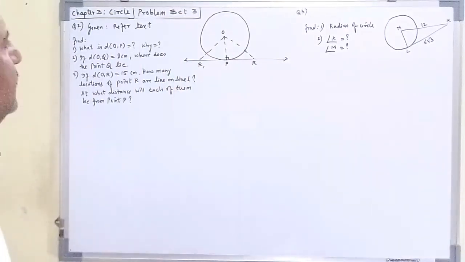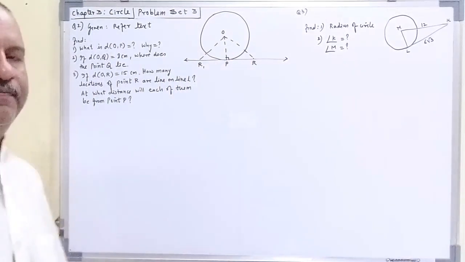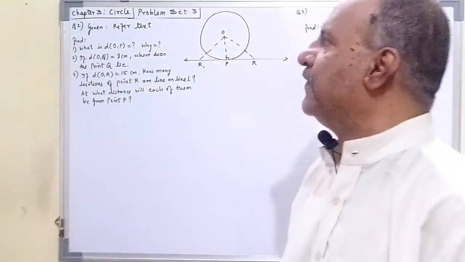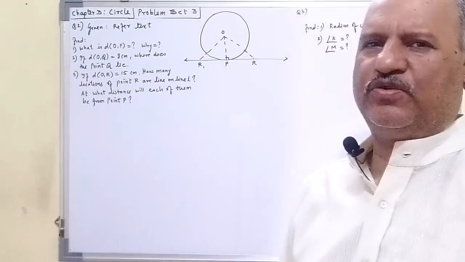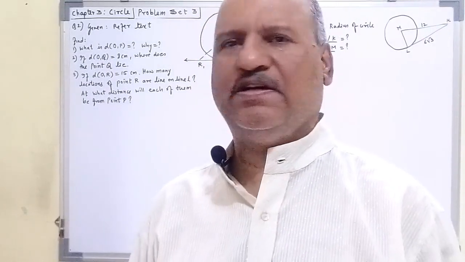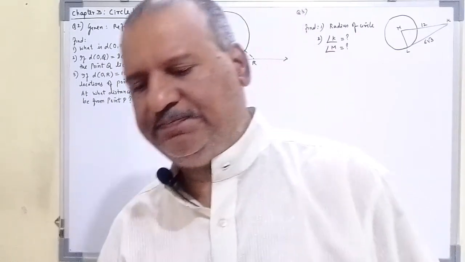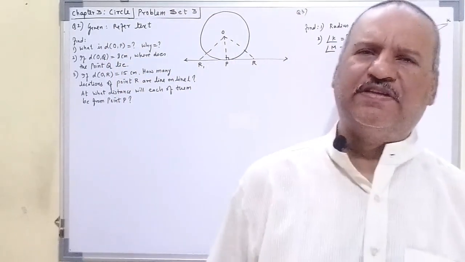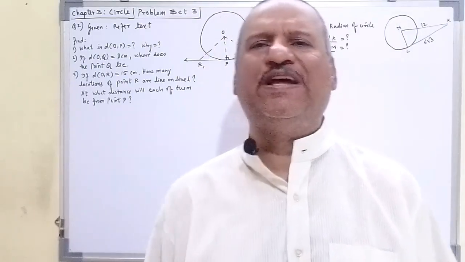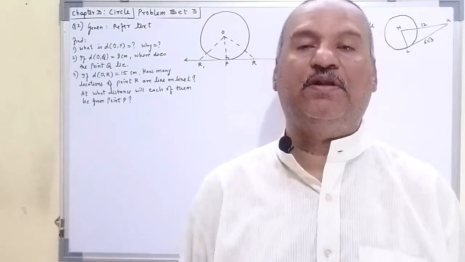We are now in problem set 3 of chapter number 3. Question number 1 is a multiple choice question that is a revision of whatever we have studied in this chapter. It's a revision, so you will do it. I'll start with question number 2 because you don't have multiple choice questions in your board examination.